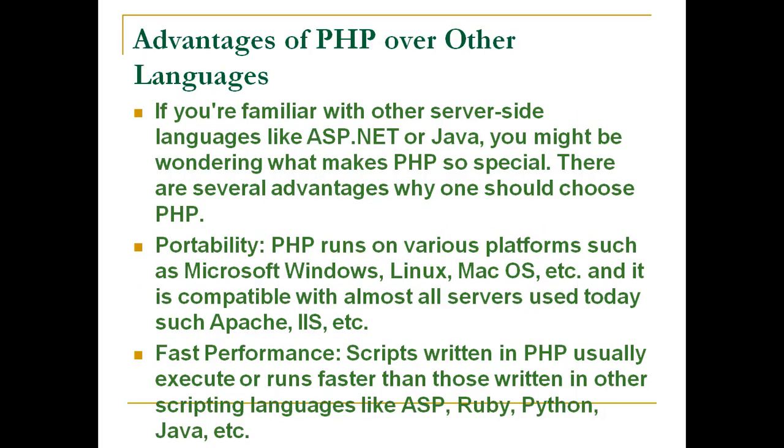Advantages of PHP over other languages. What are the advantages over other languages like Java and .NET? If you are familiar with other server-side languages like ASP.NET or Java, you might be wondering what makes PHP so special. There are several advantages why one should choose PHP. Portability: PHP runs on various platforms such as Microsoft Windows, Linux, Mac OS, etc. And it is compatible with almost all servers today, such as Apache and IIS. Fast performance: scripts written in PHP usually execute faster than those written in other languages like ASP, Ruby, Python, Java, etc.